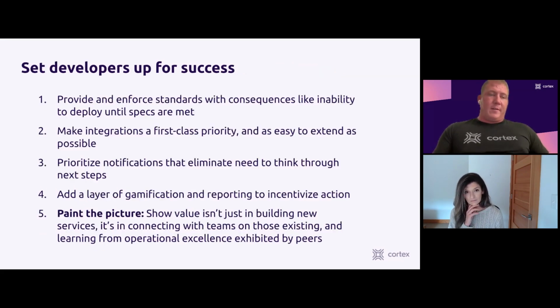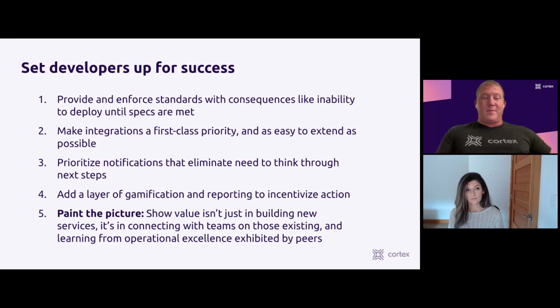Awesome. So finally, look, we want to set our devs up for success, right? We want to provide and enforce our standards, right, with consequences. And consequences not being like, oh, hey, bad, we're going to do this in your performance review. But consequences like, hey, we're not going to let you deploy this out to production because it doesn't meet production readiness standards. Hey, this gets kicked back, but here's why. We want to make integrations a first-class priority. We want to make it easy to integrate with those single panes of glass, right?